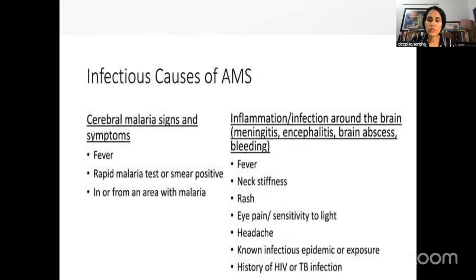Infection and inflammation around the brain, including meningitis, encephalitis, brain abscess, and bleeding, where the patient will have fever of a few days, 1 to 2 days, 2 to 3 days, or even weeks, along with neck stiffness, rashes, eye pain, sensitivity to light, headache, non-infectious epidemic areas or exposures, and a history of HIV or TB infection.